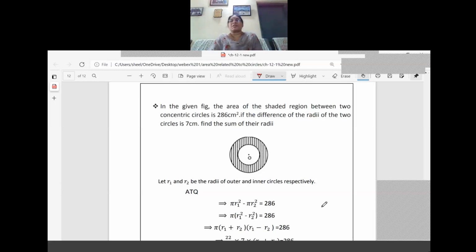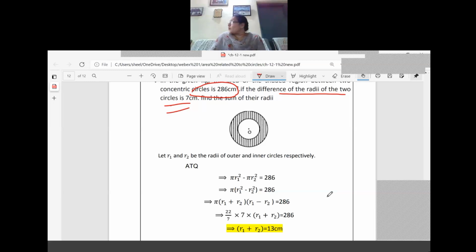So difference of the radii means r1 minus r2 is given. So what is given in the question? The shaded part area is given, that is 286. The difference of the radii of the two circles is equal to 7 centimeter. Now find the sum of their radii. So if we take r1 and r2 to be the outer and inner radius, then what is given in the question? Pi r1 square minus pi r2 square equal to 286, right? Pi common, r1 square minus r2 square equal to 286. So again a square minus b square, that is a plus b into a minus b.